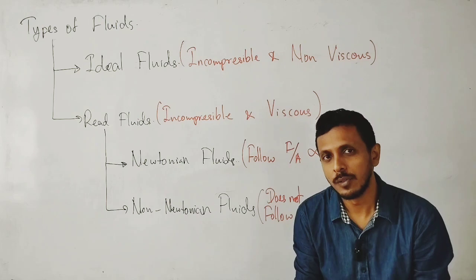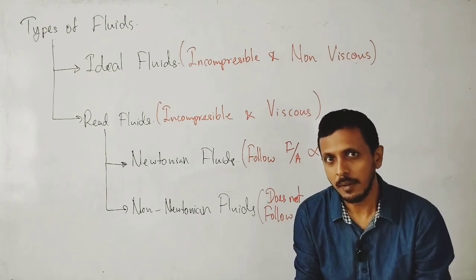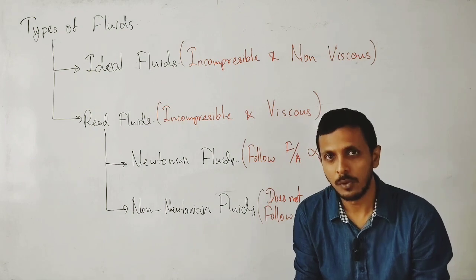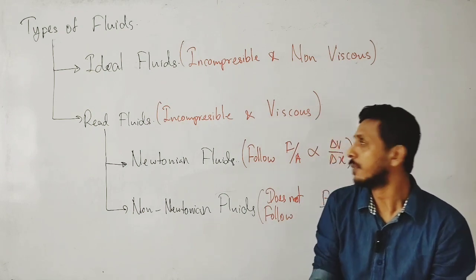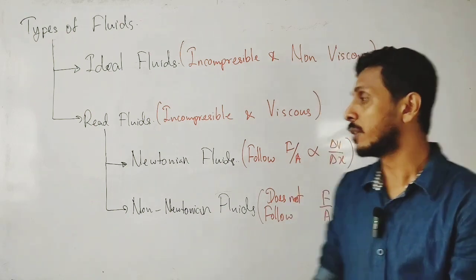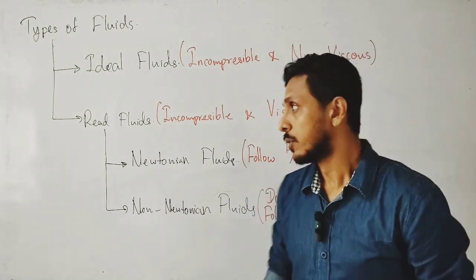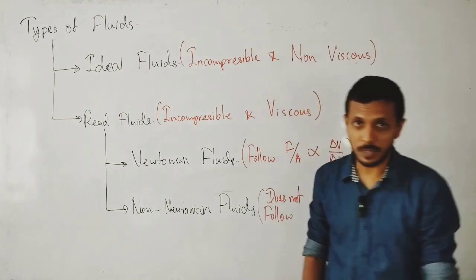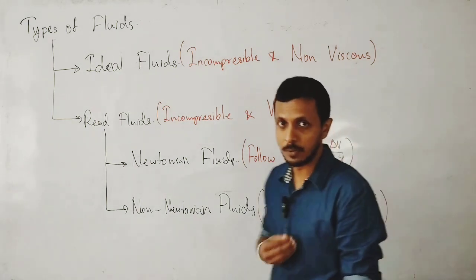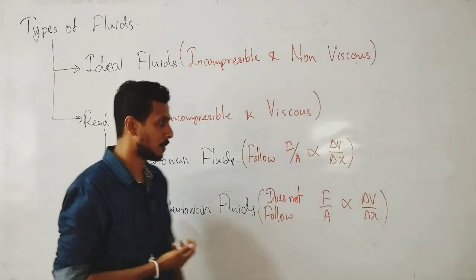Simply, ideal fluids are incompressible and they don't have viscosity, and real fluids are also incompressible, but they have viscosity. So these are the main two types of fluids that we are going to deal with. The real fluids, again, we can classify into two types. Those are Newtonian fluids and non-Newtonian fluids.